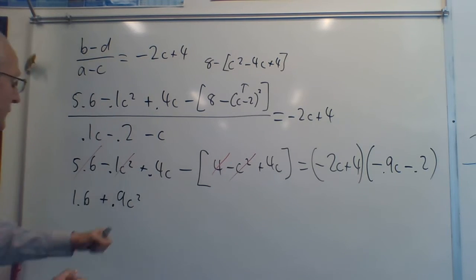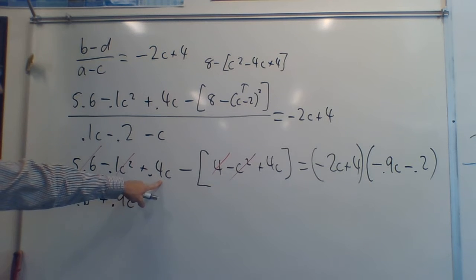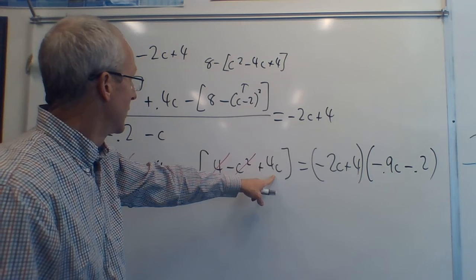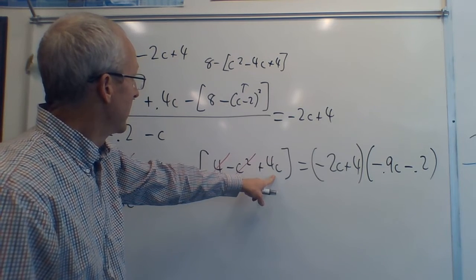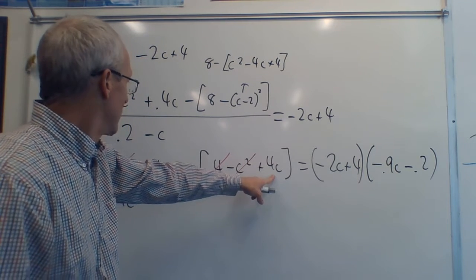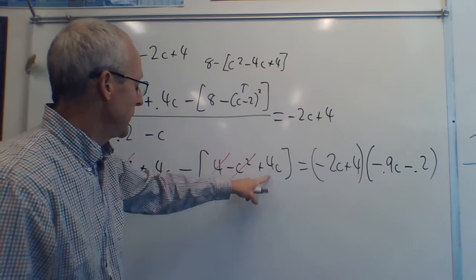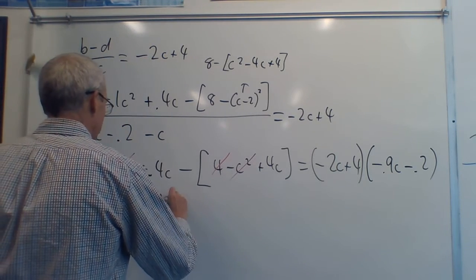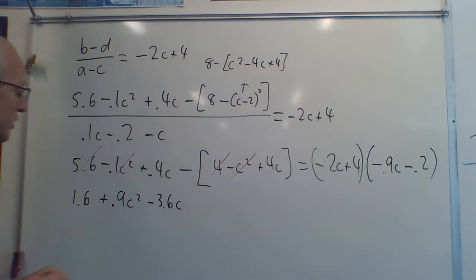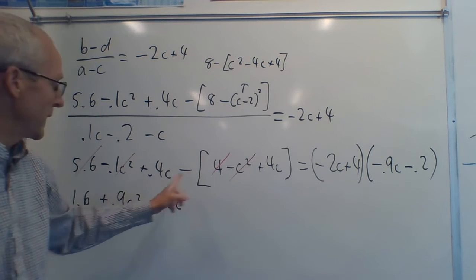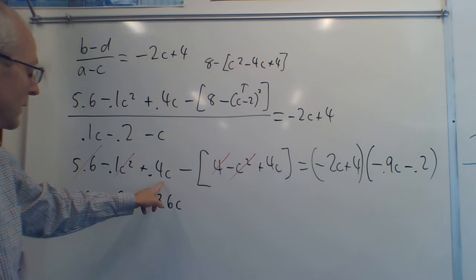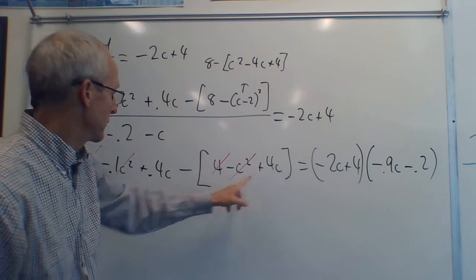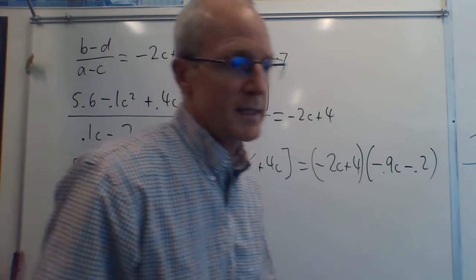And how about the c's? We have a plus 0.4c minus 4c. So that is 0.4 minus 4 is minus 3.6c. Minus 3.6c. Right, positive 4 minus 0.4. Yeah, the negative wins, negative 4. Yep, minus 3.6c.